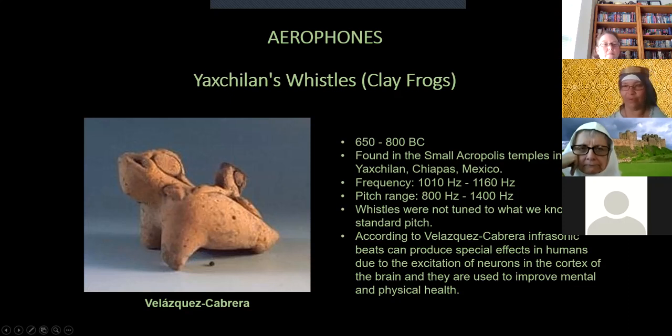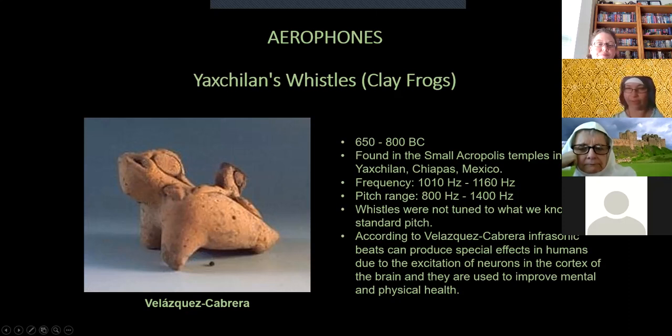They sounded pretty similar to me. Another example of an aerophone is the Daxilan's whistle or clay frog. They're interesting because of the frequency. They have a very high frequency.